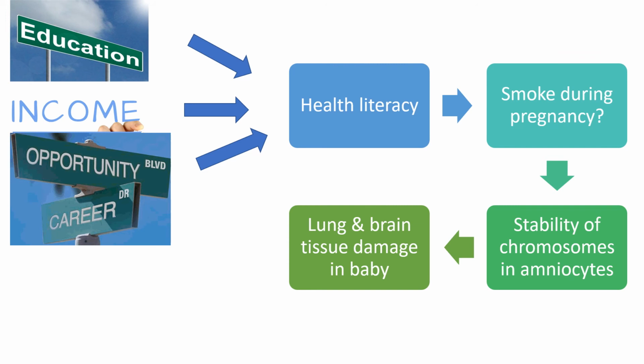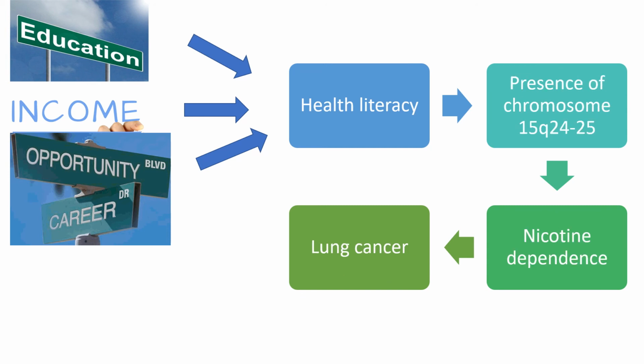And we all know by now, education, income, and occupation determine where we are going to live. This determines who we mingle with and our social support system. And this determines our health literacy. So, the presence of this chromosome 15q24-25 is going to correlate with a person's nicotine dependence, and this may ultimately determine a person's risk for lung cancer. And who is going to be aware of this? This depends on the person's education, income, occupation, and so on and so forth.